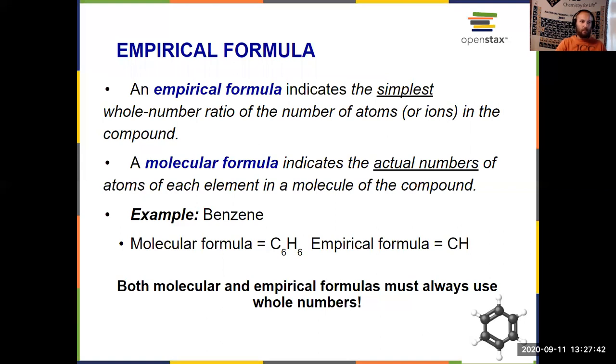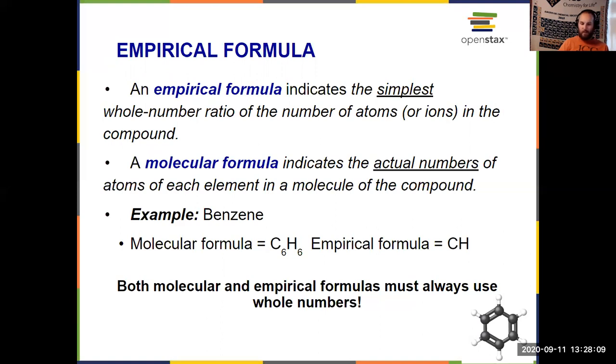Okay, and that's elaborated on further here, right? Empirical formula, simplest whole number ratio of atoms or ions. Molecular formula tells you how many are actually present. Another example there with benzene, showing the difference. Keeping in mind, they always have to have whole numbers. You will never see a subscript that is not a whole number. And it is possible for them to be the same.